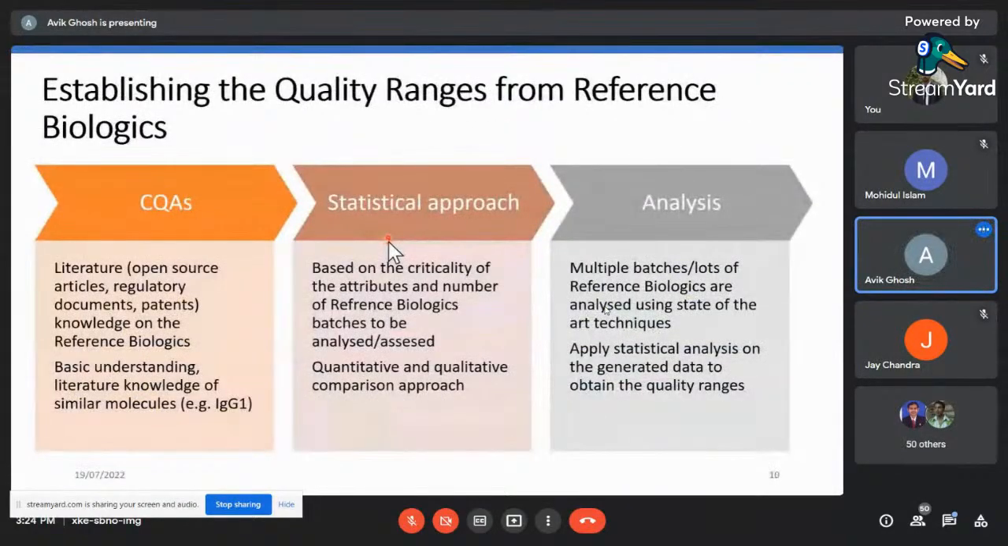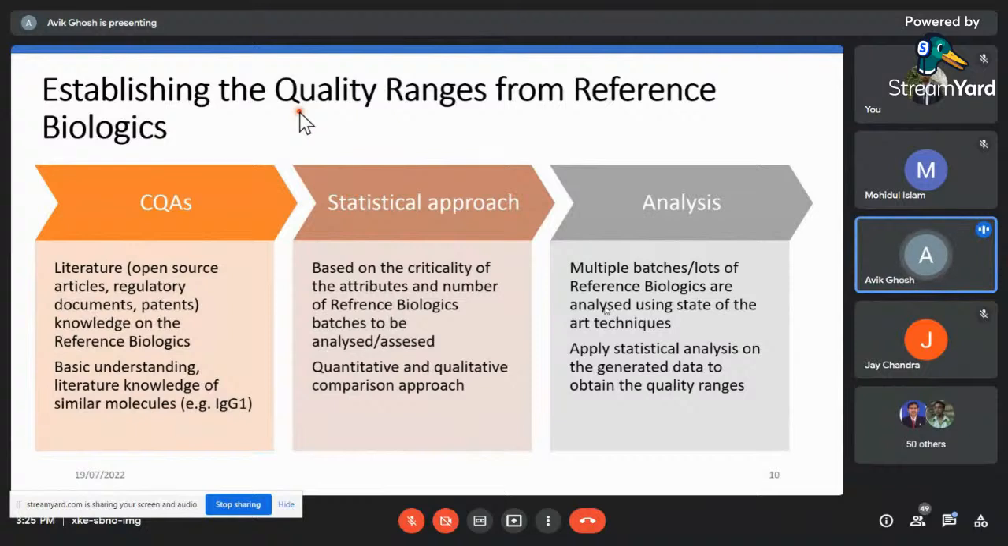So basically, in biosimilar development, as I mentioned, you are analyzing the reference biologics first to understand it. So what you get out of it is the target, what you want to make. And the target is defined by numbers.